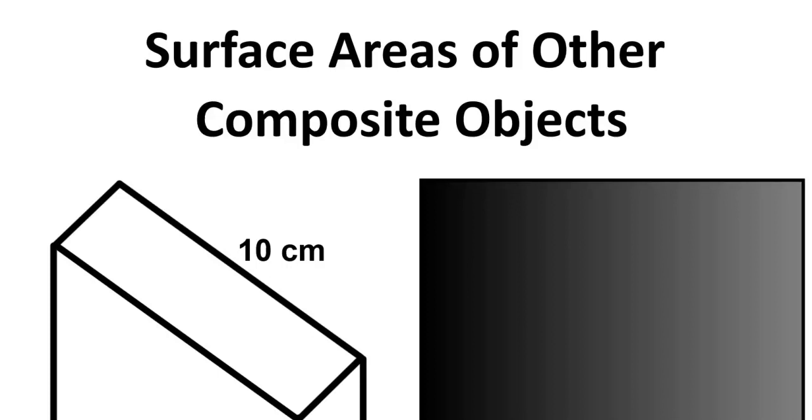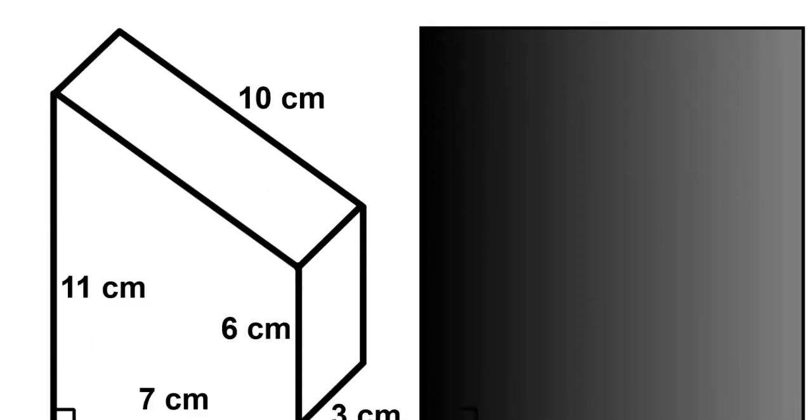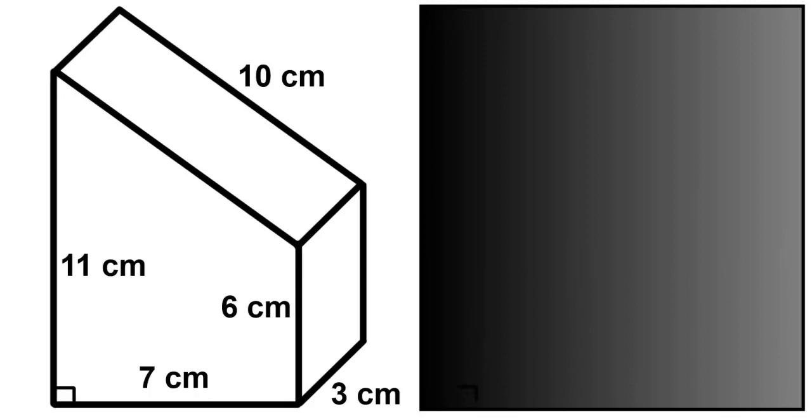Surface areas of other composite objects. Let's take this shape for example. This shape would be very difficult to find the surface area of without breaking it into more manageable parts. One side is 11 centimeters, the bottom is 7 centimeters, the other side is 6 centimeters, and the slope would be 10 centimeters.